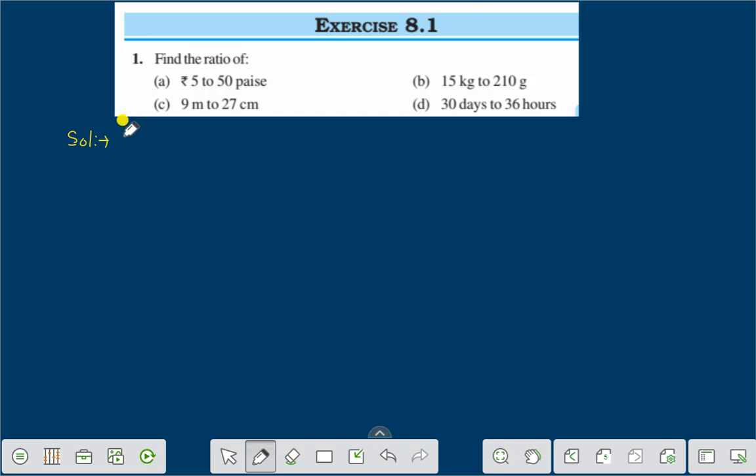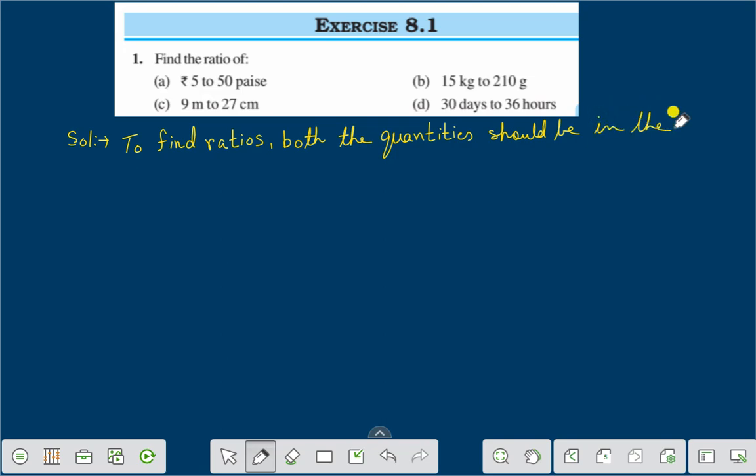To find ratios, both the quantities should be in the same unit.